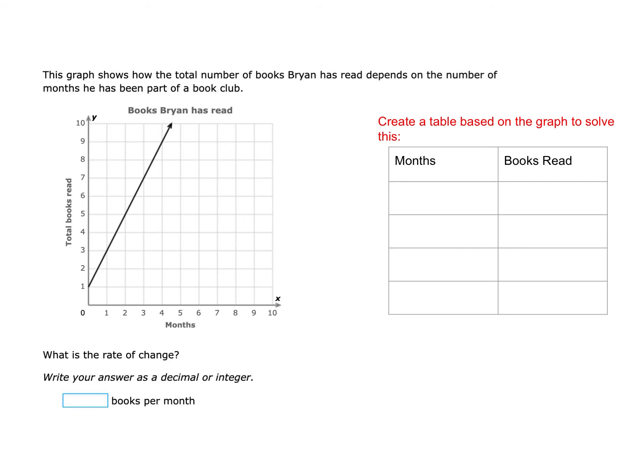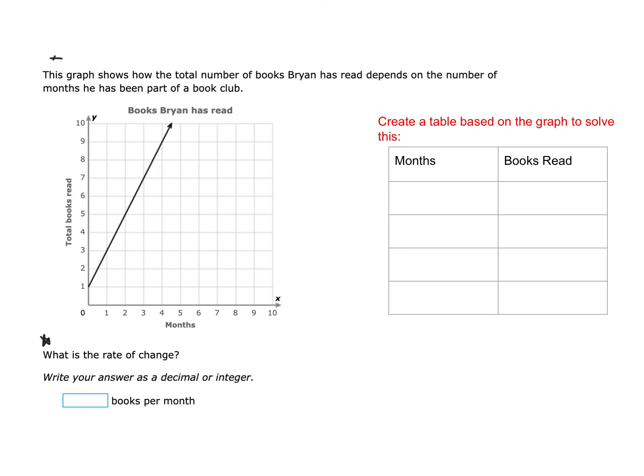So this time we're given a graph with a straight line, which tells me that it is a constant rate of change. And so therefore, we want to figure out what the rate of change is. It says this graph shows how the total number of books Brian has read depends on the number of months he has been part of a book club. What is the rate of change? So what we are going to do is create our own table based on the data from the graph, and then use that to find the rate of change.